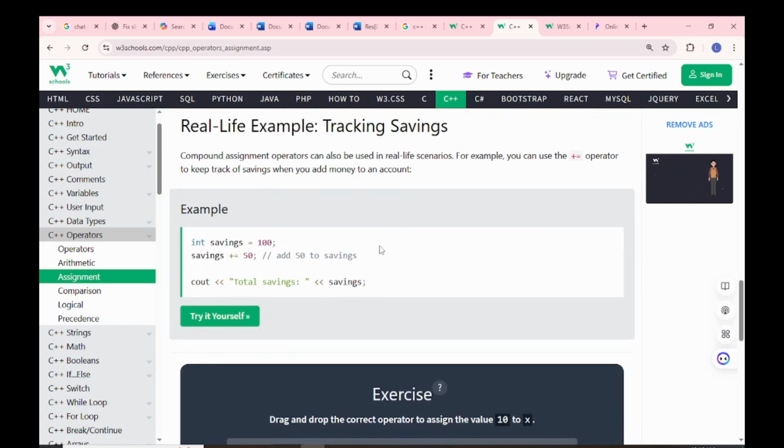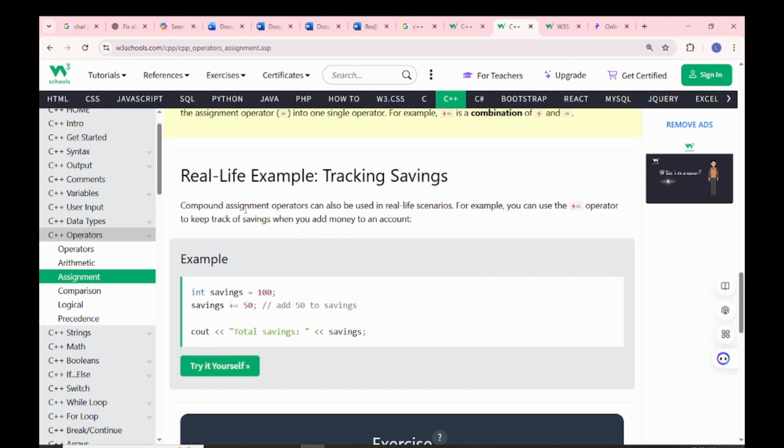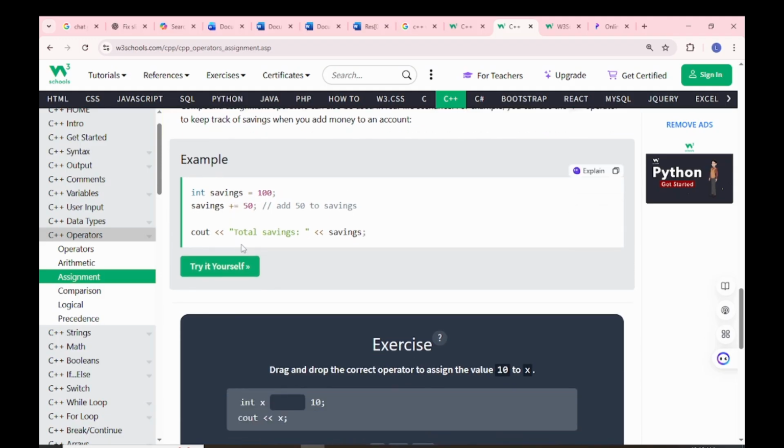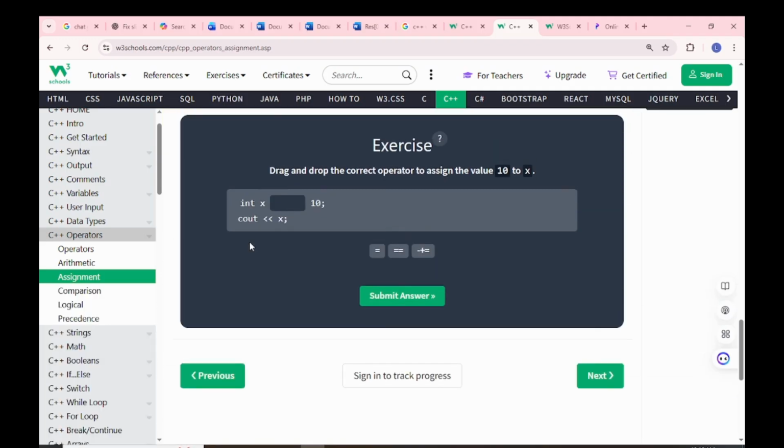Real life example: tracking savings. Compound assignment operators can be used in real life scenarios. For example, you can use the plus equal to operator to keep track of savings when you add money to an account. So into the savings 100.